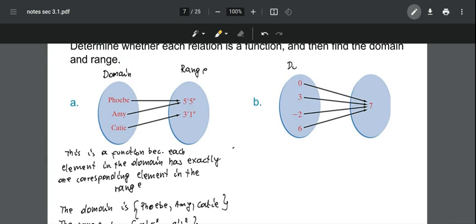So all the elements from the first set represent the domain. All the elements from the second set represent the range. So we're checking if this relation represents a function. In a function, each input has assigned exactly one output. So 0 has one output 7, 3 has one output 7, -2 has one output 7, 6 has one output 7. So this is a function. This relation represents a function because each input has assigned only one output. So it's okay that all those inputs have the same output.